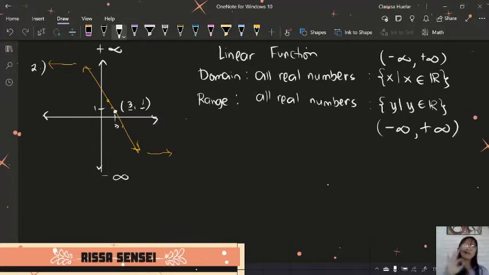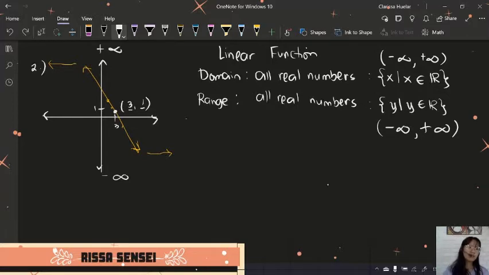So, we have three ways in writing the domain and range. We have, ito lang, yung parang ganyan lang. Real numbers, sulat nyo lang. All real numbers. Or, it can be in interval notation. So, pag interval notation, negative infinity to positive infinity, we use parentheses. So, gumagamit tayo ng parentheses kasi hindi na natin alam yung exact value of infinity.